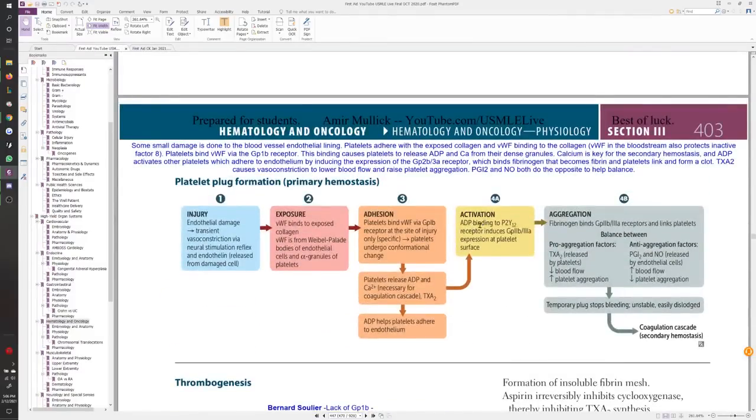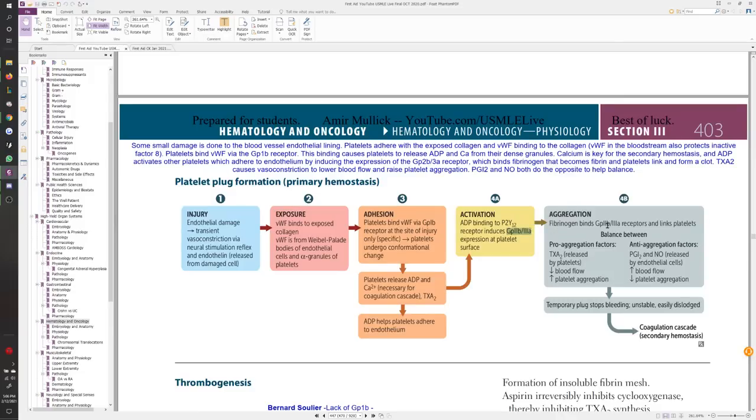Right? Activation. ADP binding to the P2Y12 receptor induces GP2B3A expression on the platelet surface as well. That actually has a job of connecting two platelets to each other. So that's how the numbers are going to help you. GP1B has one job. It connects to von Willebrand factor. GP2B3A is the one that connects two platelets to each other.